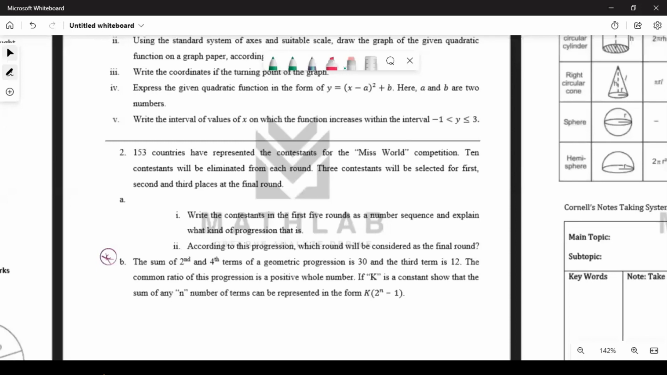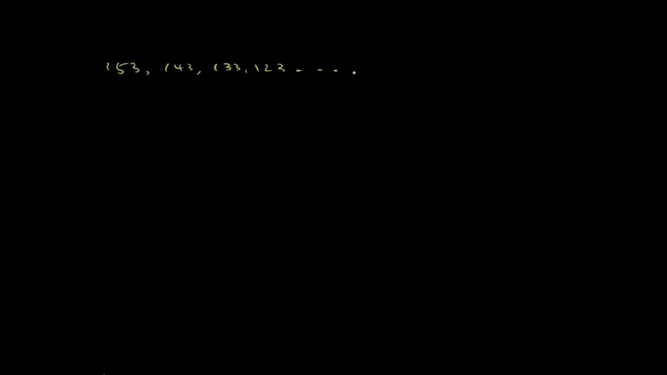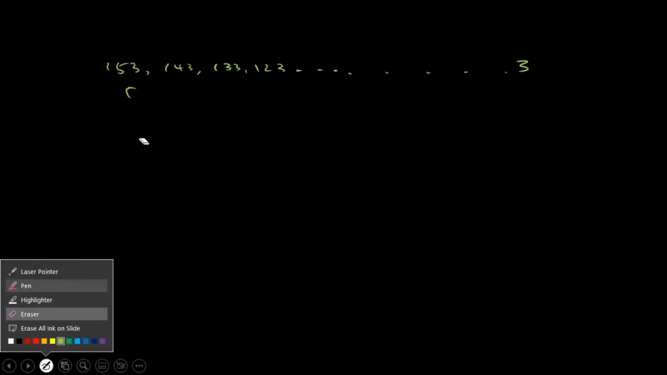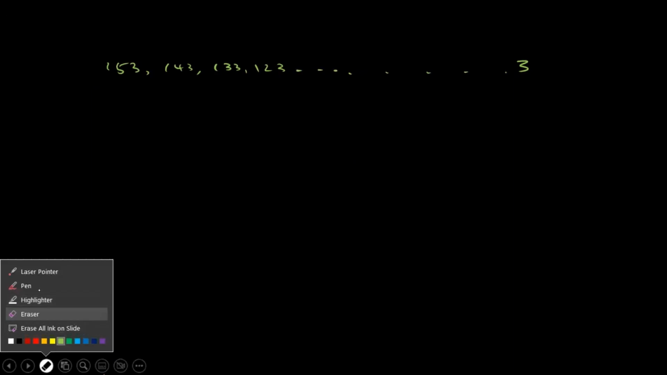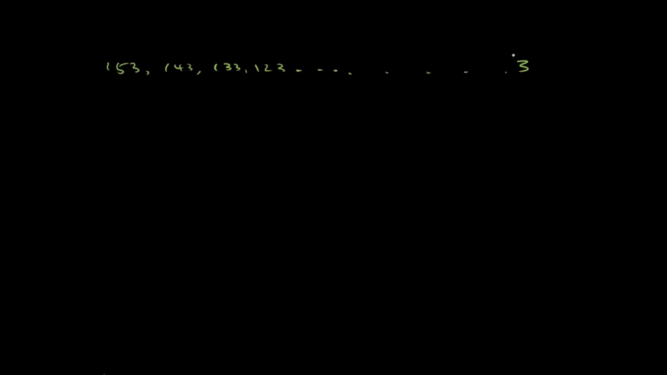3 contestants will be selected for the first, second, and third places at the final round. What is the meaning of that? At the end of the progression, the term should be 3. Final round means final term. First round, first term. Second round, second term. Third round, third term. Fourth round, fourth term. Fifth round, fifth term. Final round, final term. In the final round, we have 3 contestants, which means 3. That's it. Identifying the progression is a practical thing.